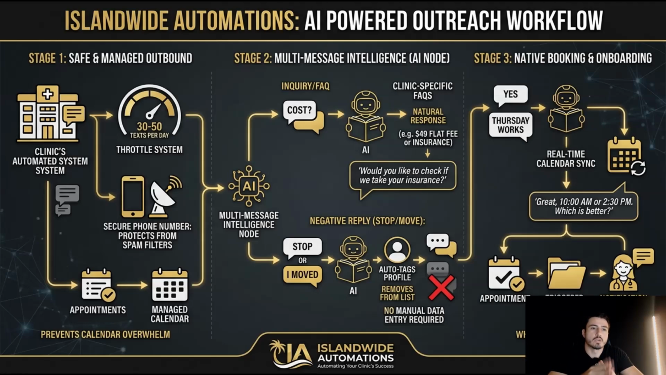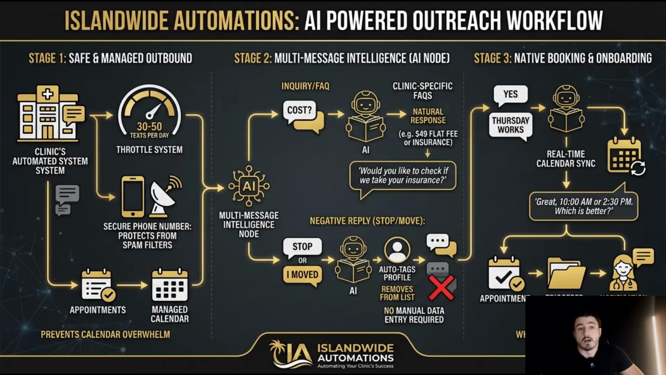So we really want to look at a multi-message intelligence node. When a patient says, "Hey, I'm interested," the AI reads it. For example, if Sarah says, "Yes, but how much does it cost?" the AI doesn't just drop a scheduling link. It is actually trained on the clinic's facts. So it'll reply naturally: "Our initial assessment is fully covered by most major insurances, or it's a $49 flat fee out of pocket. Would you like to at least check if we take your insurance?"